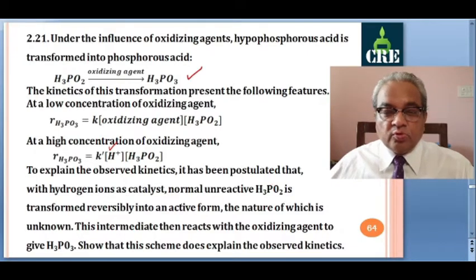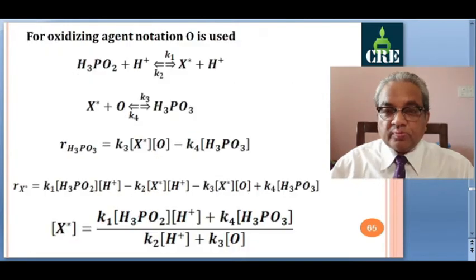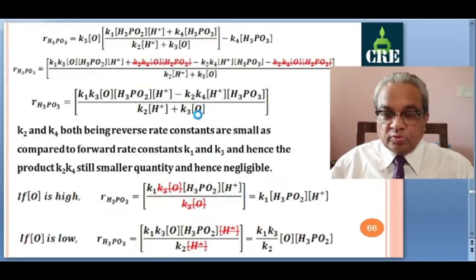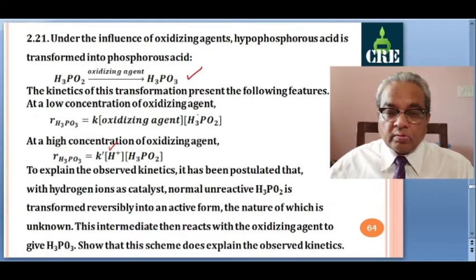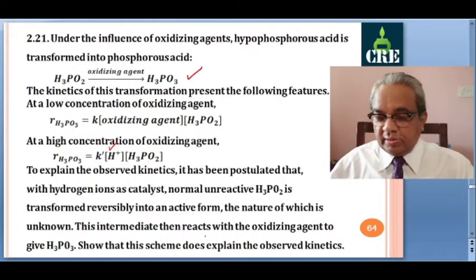Normal unreactive H3PO2 is transformed reversibly into an active form, which we have denoted here by X star, nature of which is unknown. This intermediate then reacts with oxidizing agent to give H3PO3. Okay, this O I am using for oxidizing agent. So this intermediate reacts to give you H3PO3. Show that this scheme does explain the observed kinetics.